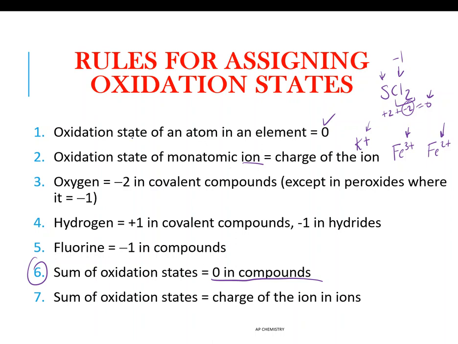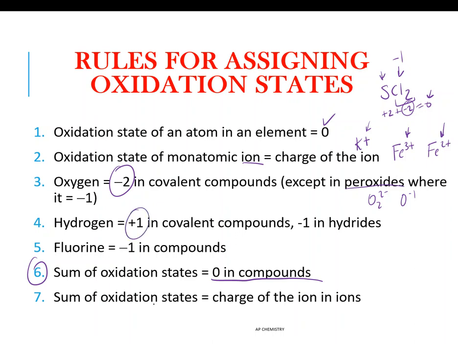Another thing to point out, oxygen for our purposes is pretty much going to be -2 no matter what. Except for in peroxides, yes, occasionally peroxide, because peroxide is O2 2-. That means each O is really worth a -1 in that particular case, but that would be a very rare exception. Hydrogen, +1 when it's with all nonmetals.